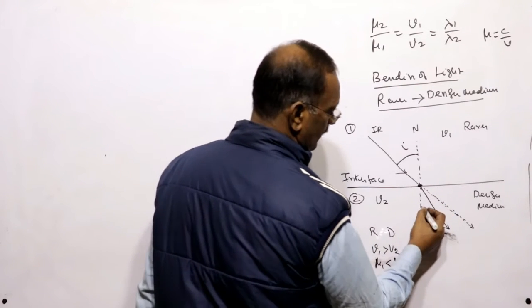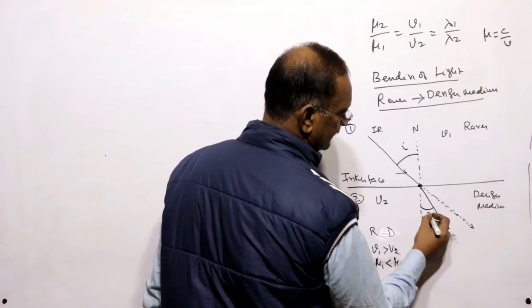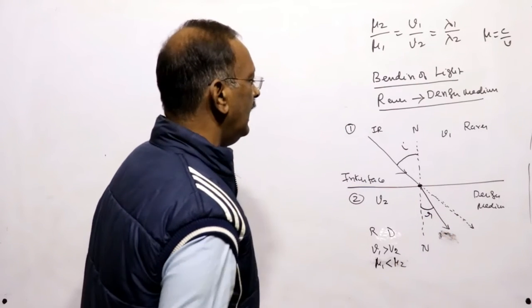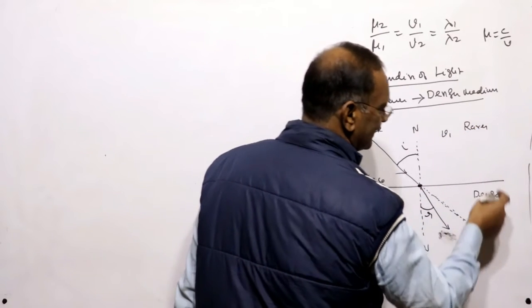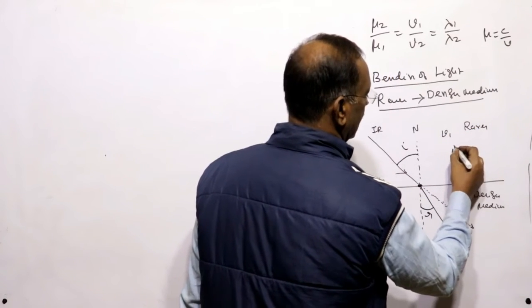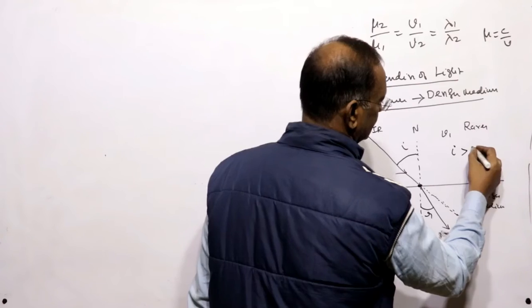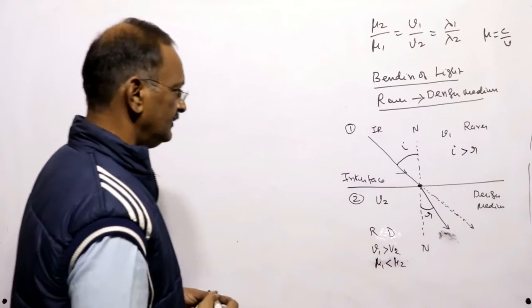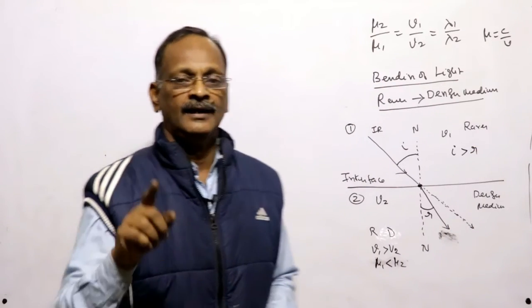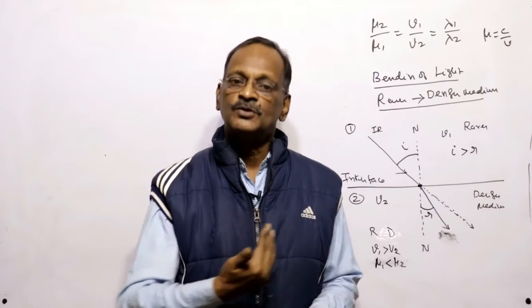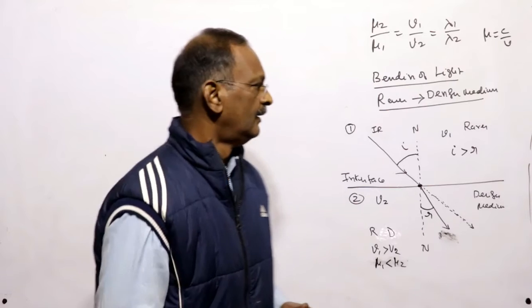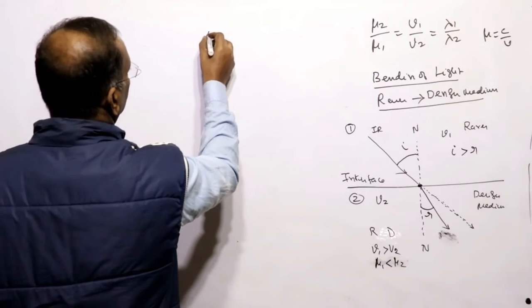The angle between the normal and the refracted ray is called the angle of refraction. It means when the ray passes from rarer to denser medium, the angle of incidence is greater than the angle of refraction. So we can say when light passes from rarer to denser medium, it bends towards the normal.